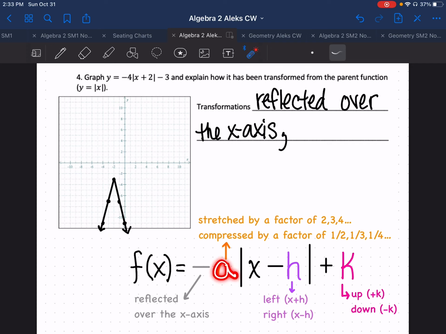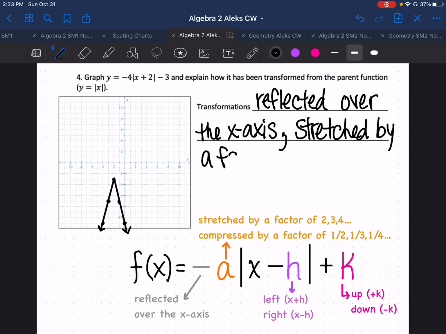I'm going to look at this number. My number is 4. I'm going to find that number right here. Notice my number is here. So I'm going to write stretched by a factor of 4. I didn't give myself enough lines. Okay, I need to continue on because there's going to be a number here. I have a number here and I have a number here.